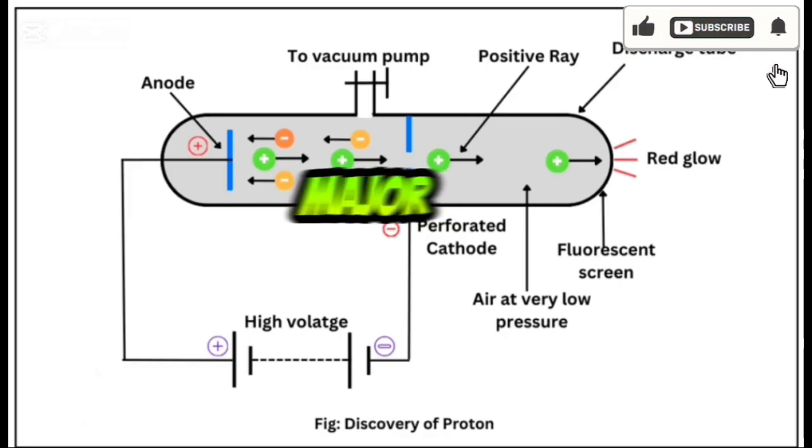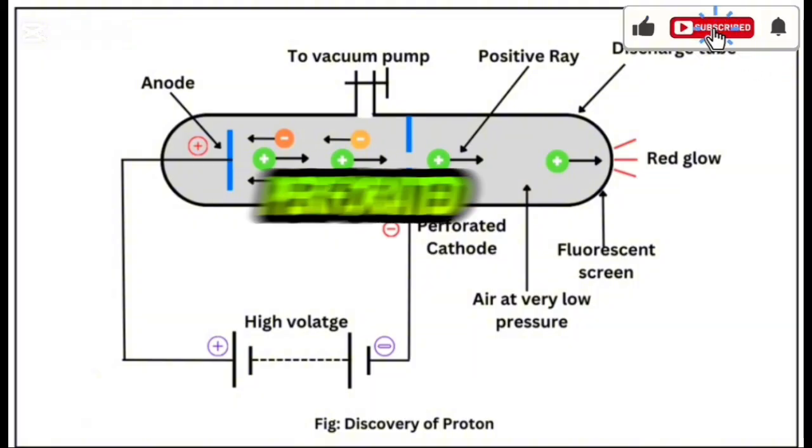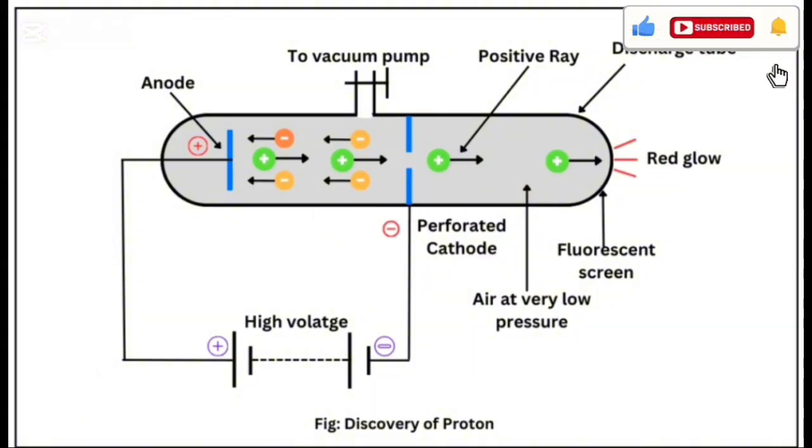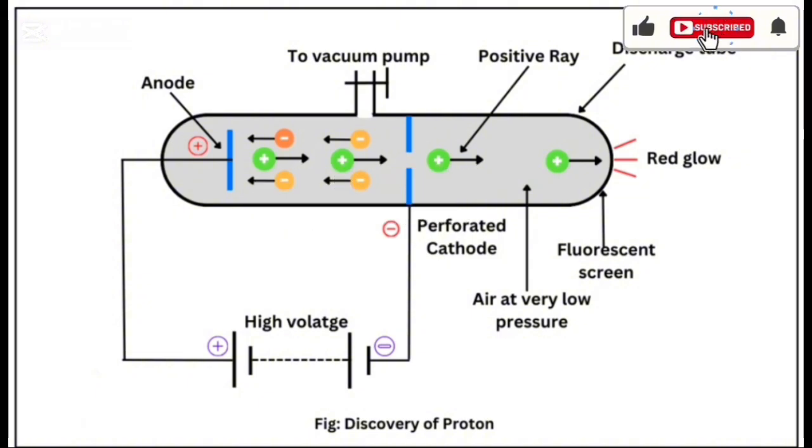But there was one major modification. Goldstein used a perforated cathode. That means the cathode had tiny holes in it. This modification completely changed the experiment.